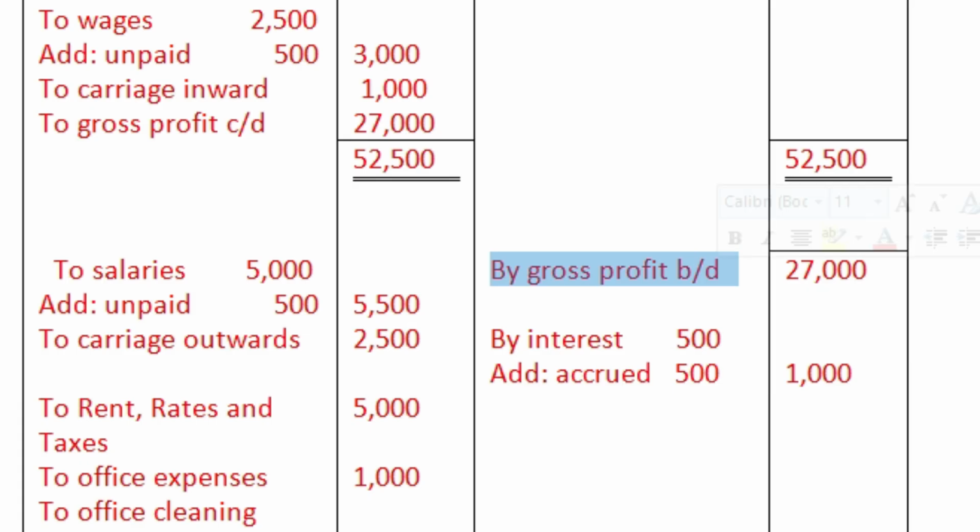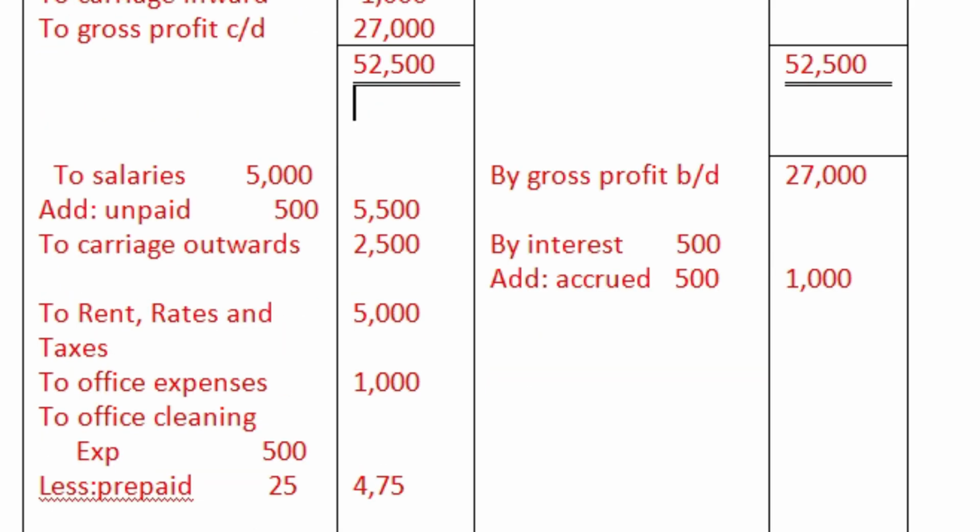Now this portion is the profit and loss account. Below this line is where the profit and loss account starts.